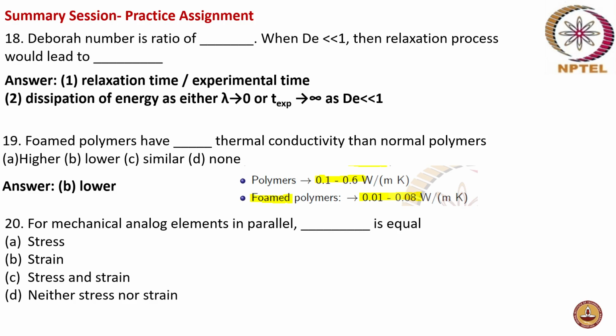Next, for mechanical analog elements in parallel, dash is equal. Just now, when we were discussing the Maxwell model and Kelvin model, you were saying whether it will be stress or strain, or stress and strain, or neither of them, when the mechanical analogs are in parallel. Strain. Okay. What about you, Revati, do you agree? One second. Okay. Take your time.